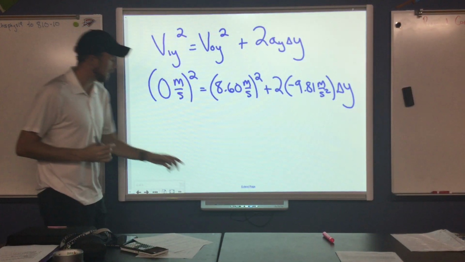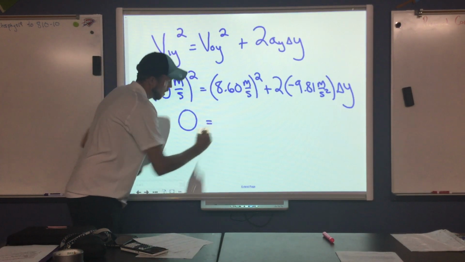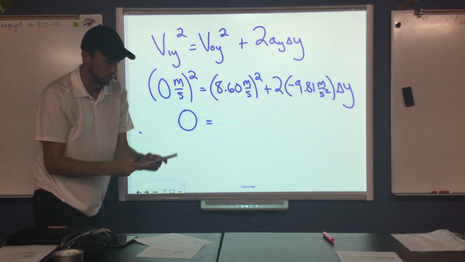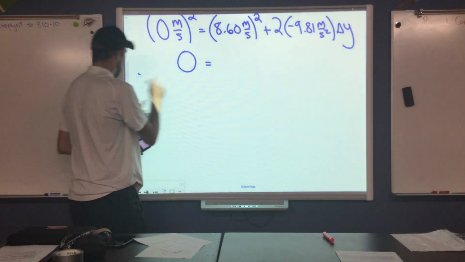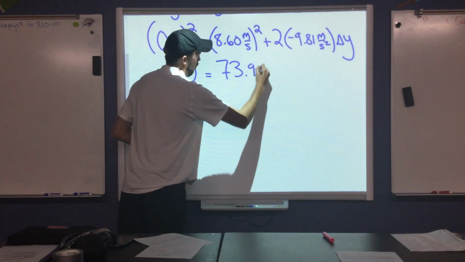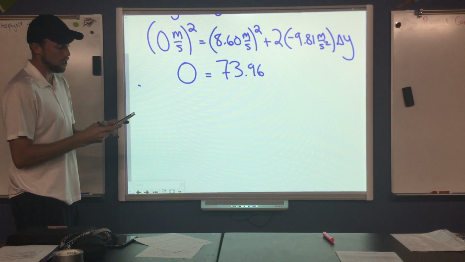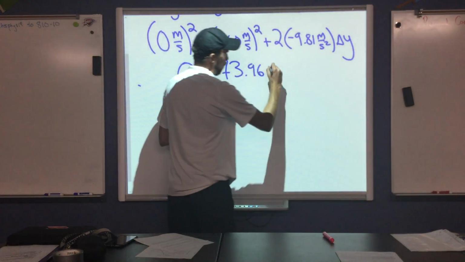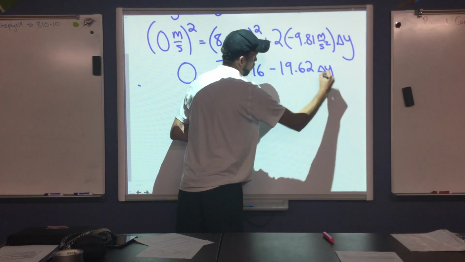Now I'll go through and multiply anything that I can. 0 squared is just going to give me 0. 8.6 squared, I'll plug this in for us, is 73.96 plus 2 times negative 9.81 should give me a negative 19.62 times delta y.